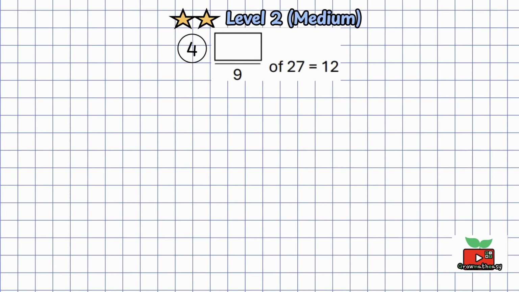Let's look at question 4. How many 9ths of 27 is 12? If you'd like to try it yourself, pause the video now. Alright, let's work it out together.